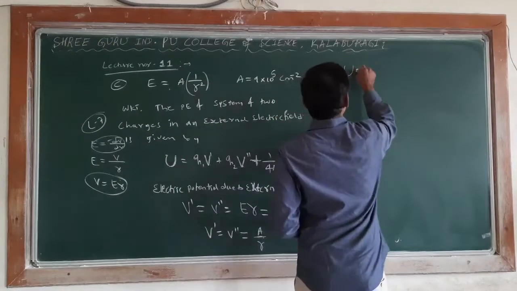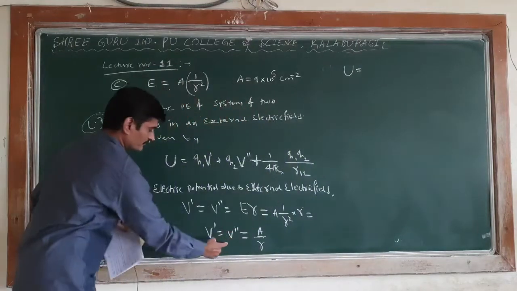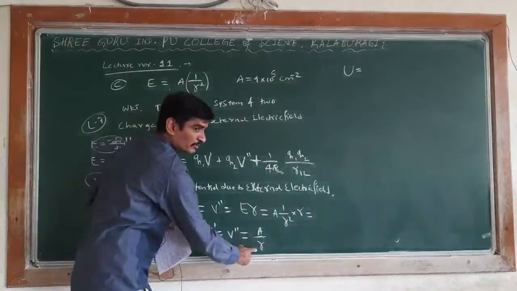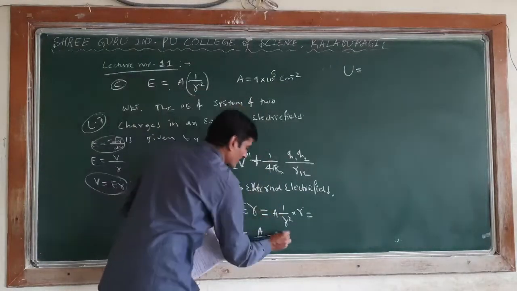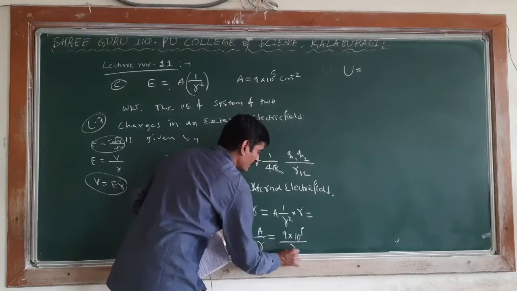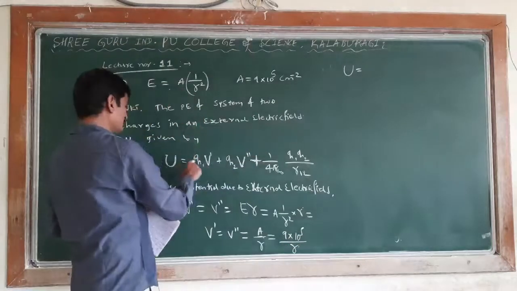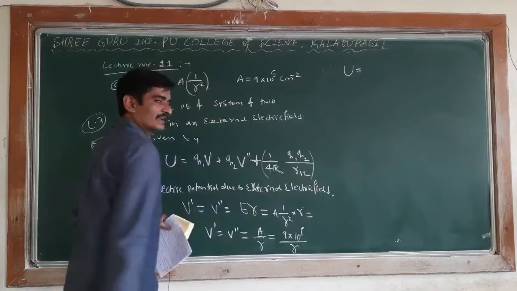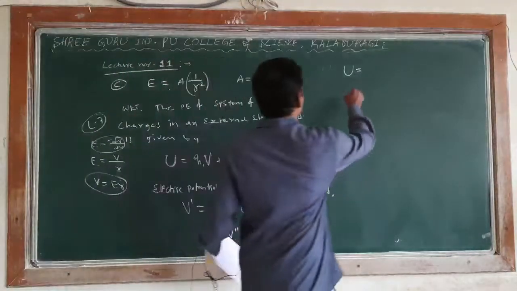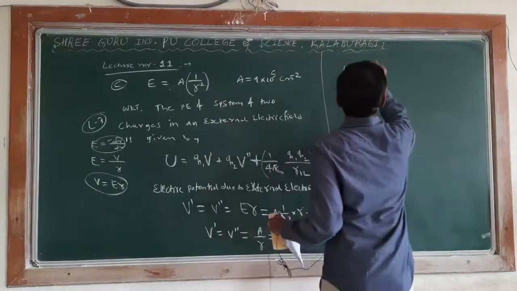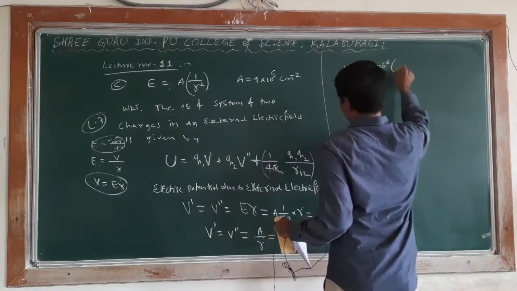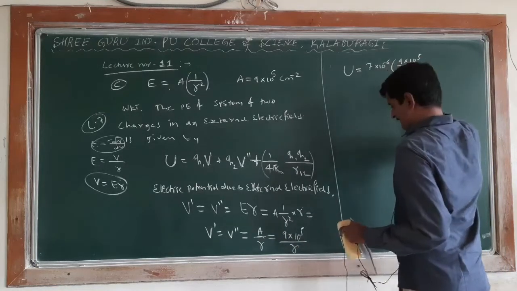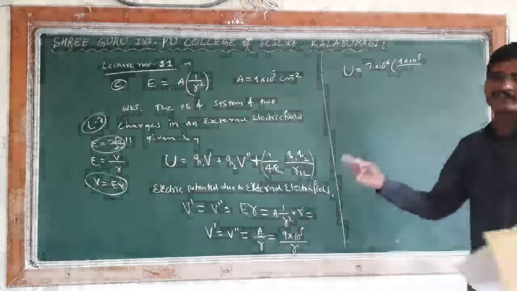So we'll get U is equal to Q1. V dash or V double dash is the electric potential due to the external electric field, which comes out to be A by R, and A is nothing but 9 into 10 to the power 5, so 9 into 10 to the power 5 divided by R. Substitute this value here. Q1, Q2 and all these things, this entire thing we have already calculated. So Q1 is 7 into 10 to the power minus 6, V dash is 9 into 10 to the power 5 divided by R, and R is the distance between the two charges.